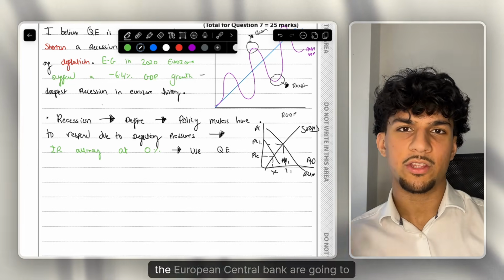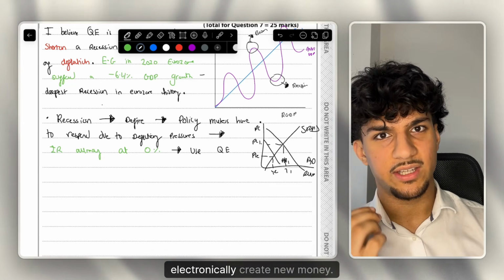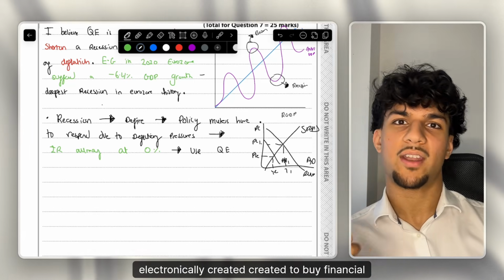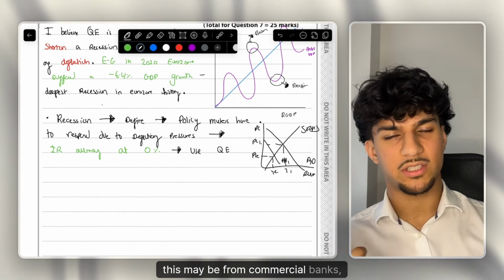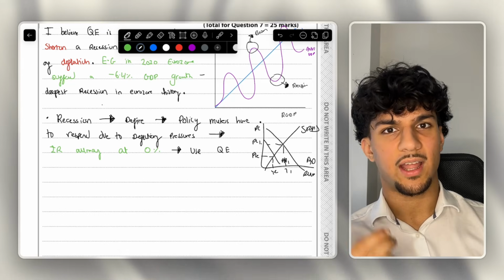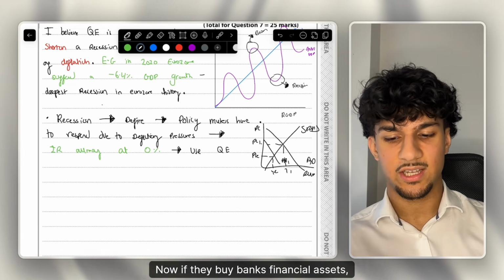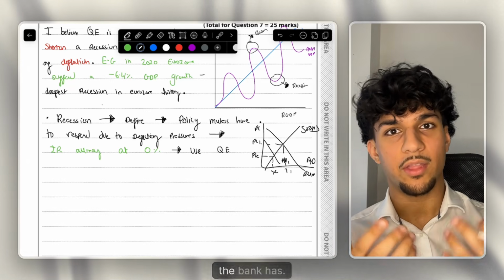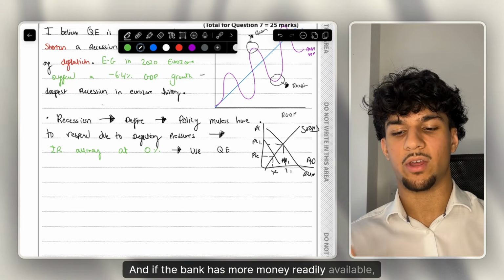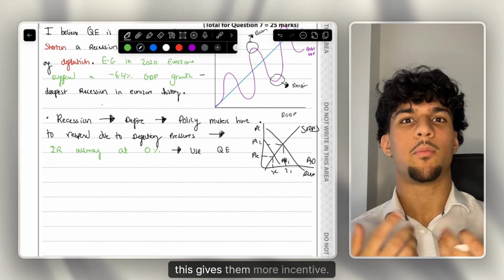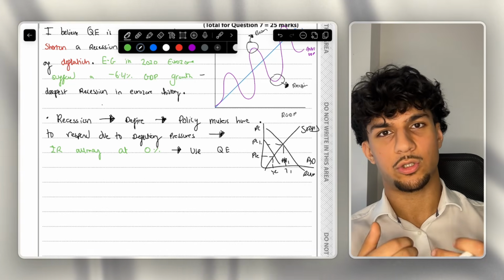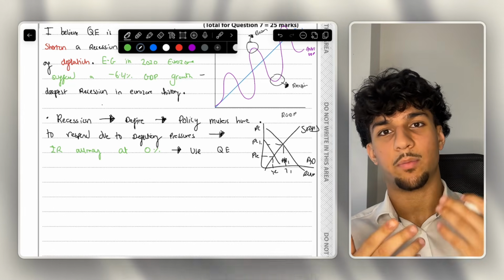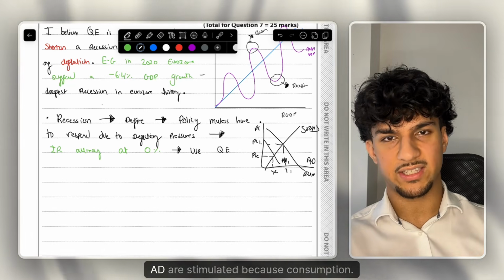So for example, the European Central Bank are going to electronically create new money. They're going to use this money they have electronically created to buy financial assets. For example, this may be from commercial banks, this may be from high street banks. Now, if they buy banks' financial assets, this will increase banks' liquidity, essentially the amount of money the bank has. And if the bank has more money readily available, if they have more liquidity, this gives them more incentive. They are more encouraged to give out loans, to lend, and at cheaper rates. Therefore stimulating AD.